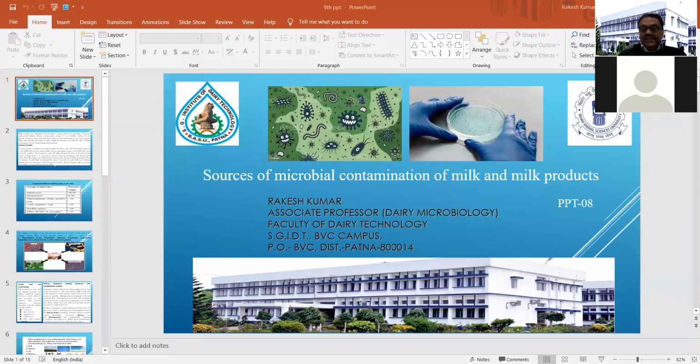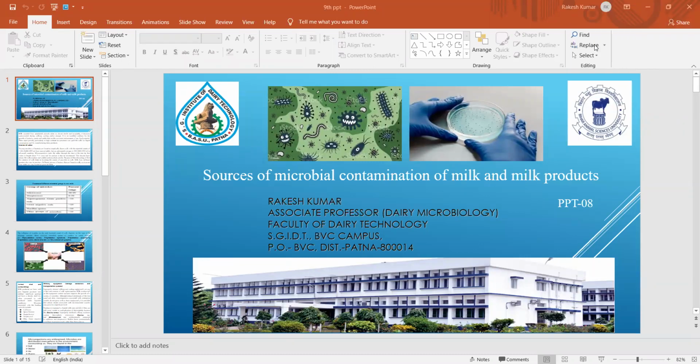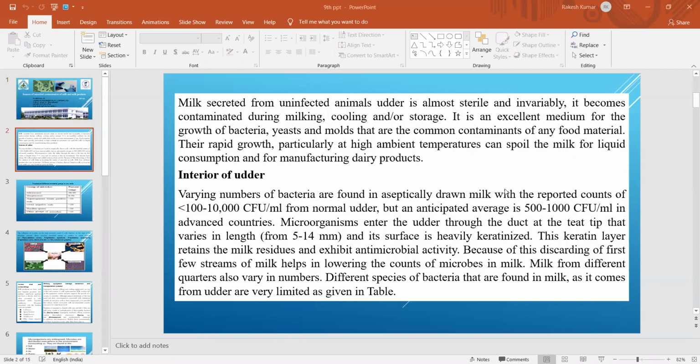So today's topic of discussion is sources of microbial contamination of milk and milk products. Right from first semester, you are studying about different sources which are responsible for adding some number of contaminants to your milk as well as in milk products.